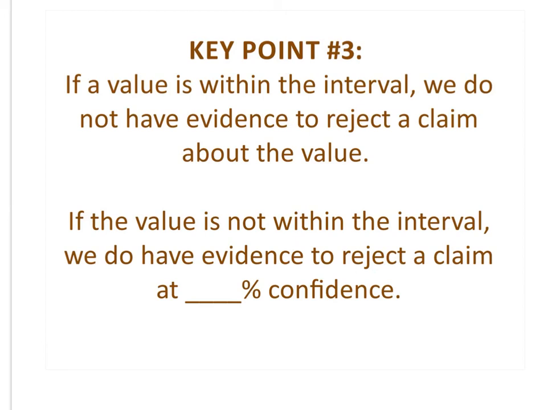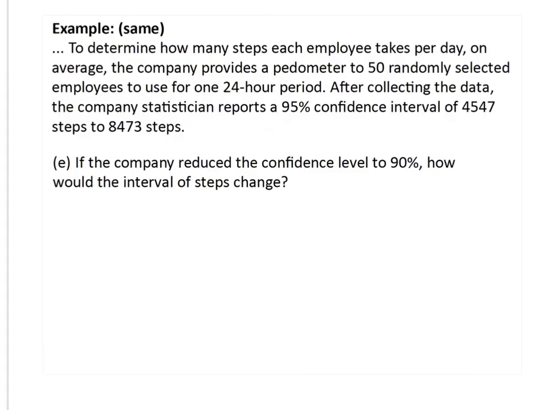So key point number 3: if a value is within the interval, we do not have evidence to reject a claim, but if a value is not within the interval, we do have evidence to reject the claim at whatever confidence level the problem gives us. So this is key point number 3. This is huge when it comes to interpreting intervals, which is what we're going to focus on next class.